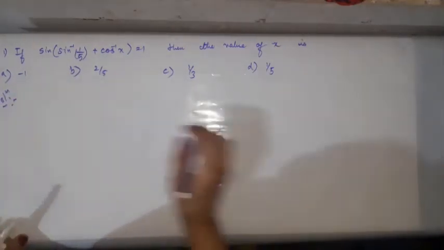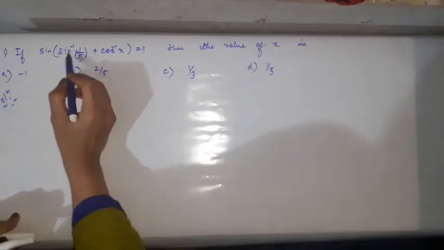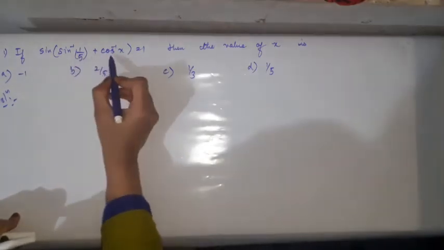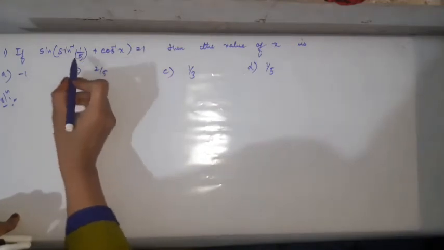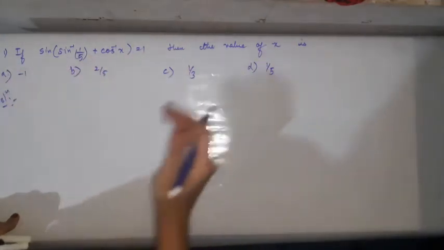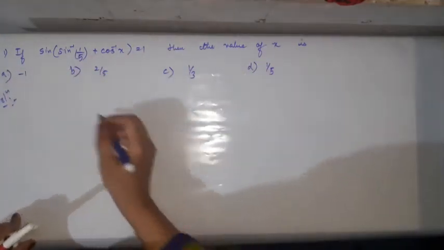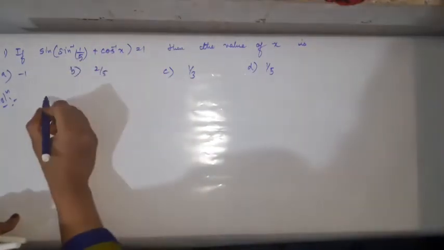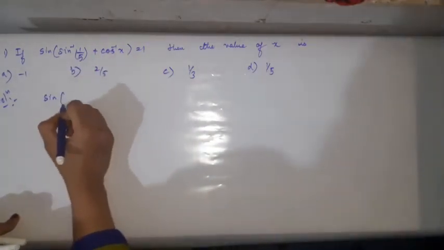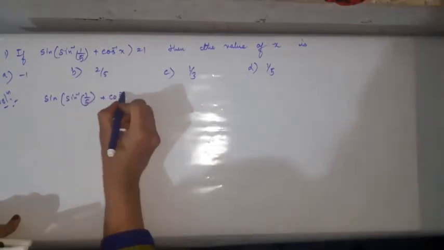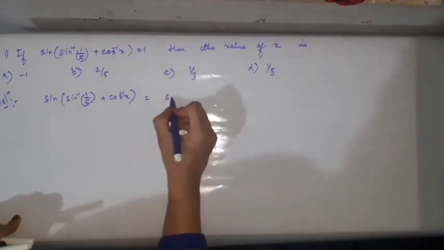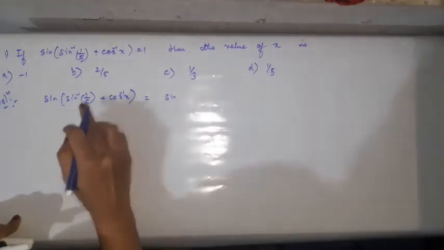See here, if sine inverse of 1 by 5 represents an angle, cos inverse of x represents one more angle. So in other terms, it is sine of a plus b. So if you split, what is sine of a plus b? You just write the formula. You already know the formula, sine of a plus b. So it is sine of sine inverse 1 by 5 plus cos inverse x is equal to sine a cos b.